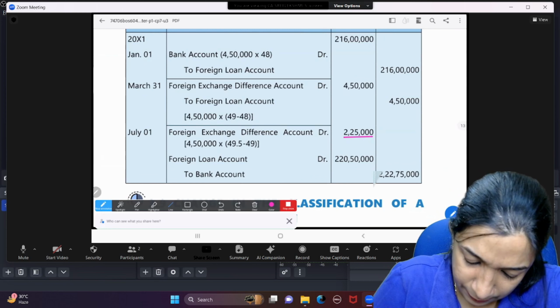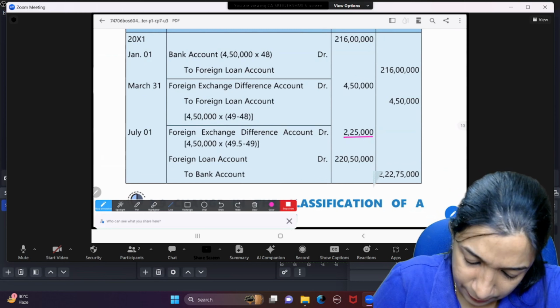Illustration 2. Goods purchased on 1st January 2011, $15,000 on that date. Spot rate is 75. Exchange rate on 31st March 11 is 74, the year end closing rate. And on the date of actual payment, it is 73. You are required to ascertain the gain or loss to be recognized for the financial years ended 31st March 11 and 31st March 12 as per AS 11.